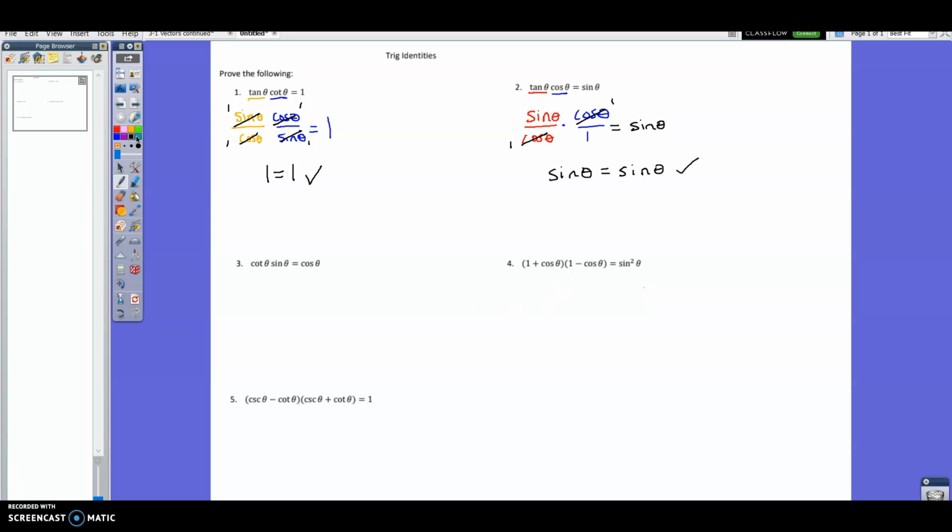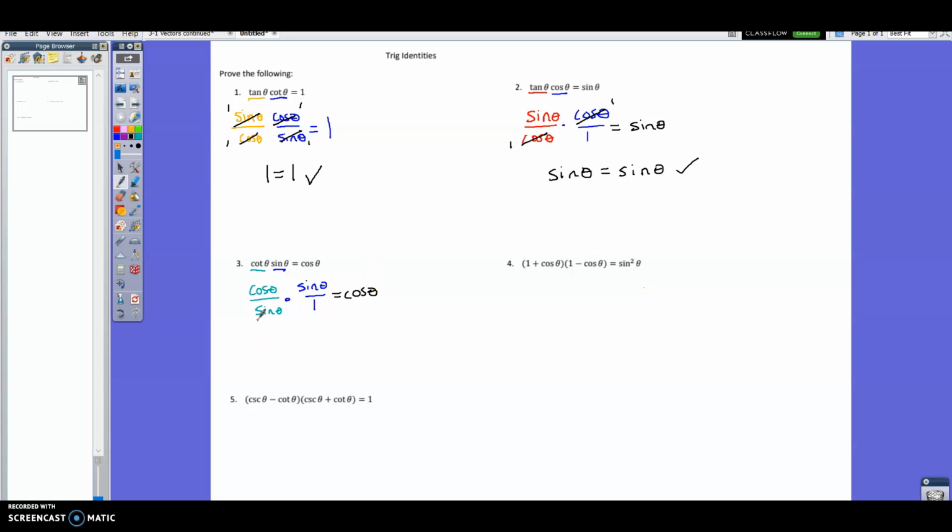Okay, for number 3, we are looking at the cotangent times sine. And we're trying to prove that that is equal to cosine. So just like the last ones, we want to convert everything to terms of sine and cosine. So cotangent can be written as cosine over sine. And sine is already in terms of sine, so we're going to leave that as sine over 1. And we're trying to show that that's equal to cosine.